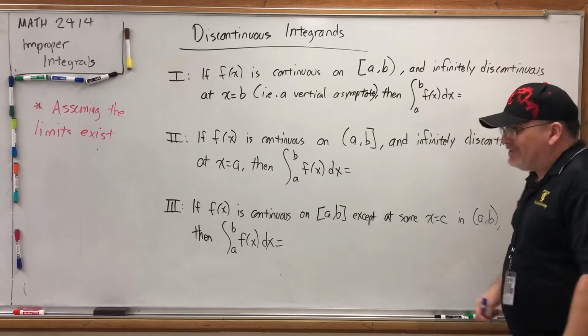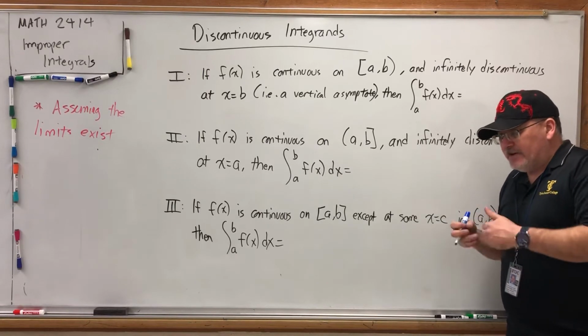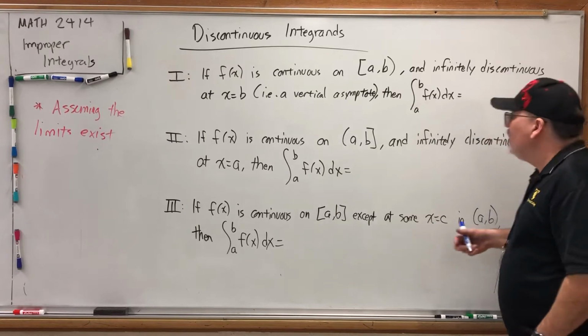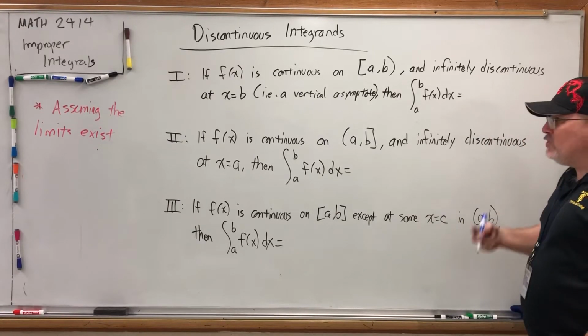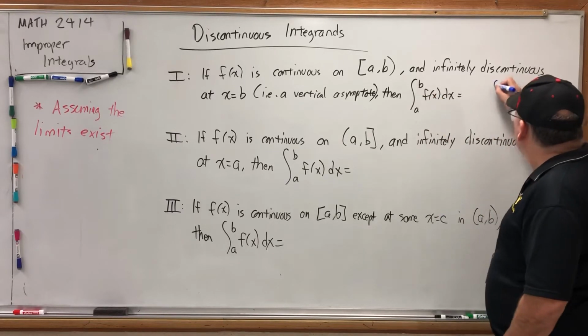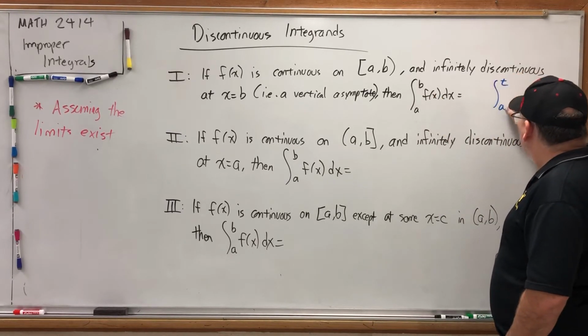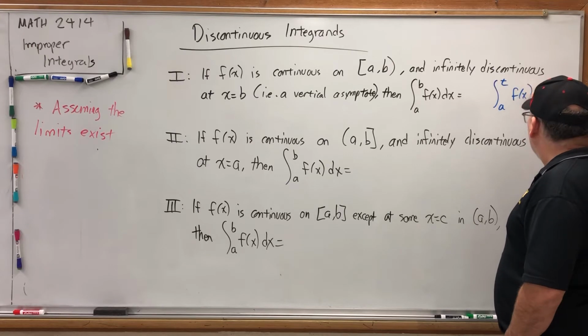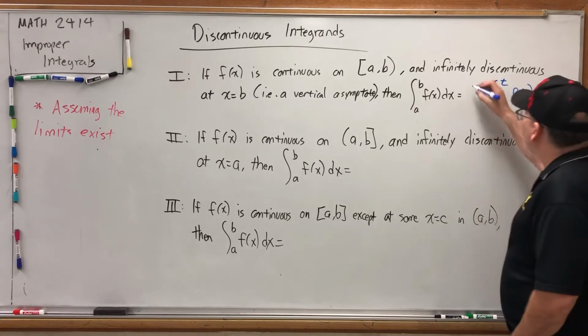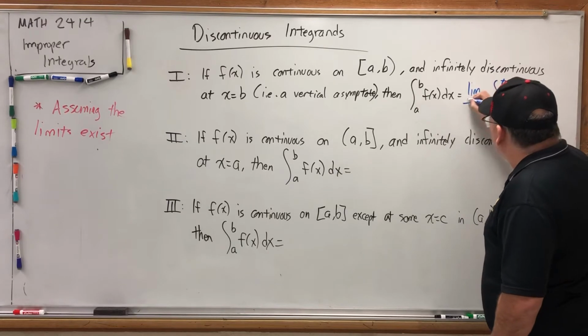This goes the exact same way as we did with the integrals with infinite limits. You replace the number giving you a problem with a variable. So we're going to replace the b with a t. You work the definite integral, but then you take the limit as t approaches b.